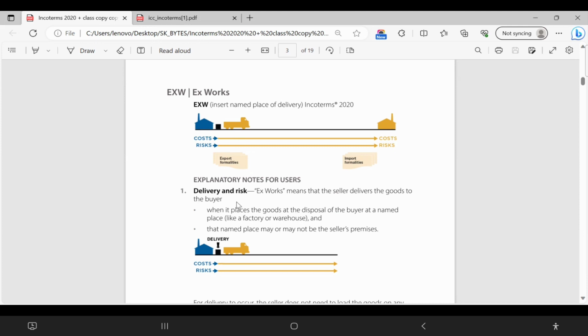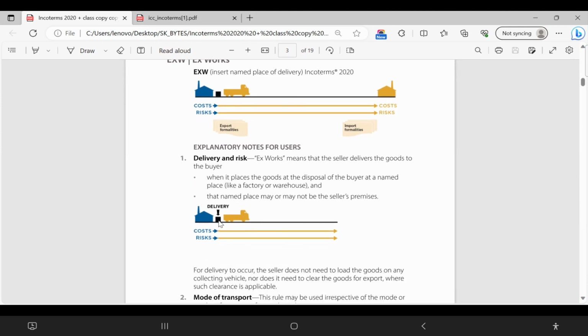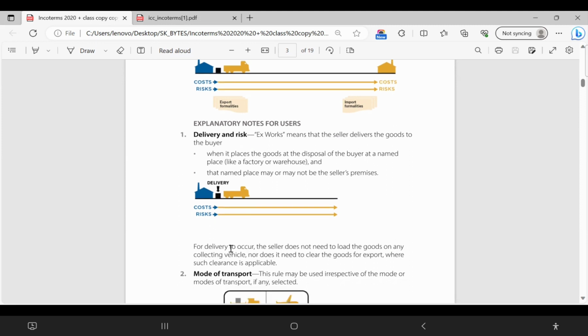Now, delivery happens exactly at this place. Assuming it is the beneficiary's warehouse, as per the Incoterm Ex Works, beneficiary's warehouse, the delivery happens here. For delivery to occur, the seller does not need to load the goods on any collecting vehicle, nor does it need to clear the goods for export where such clearance is applicable. So they made these 3 points very clear.